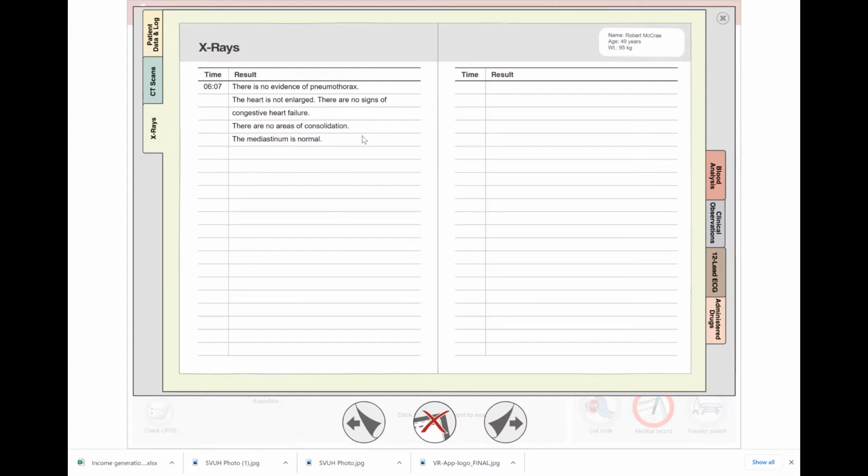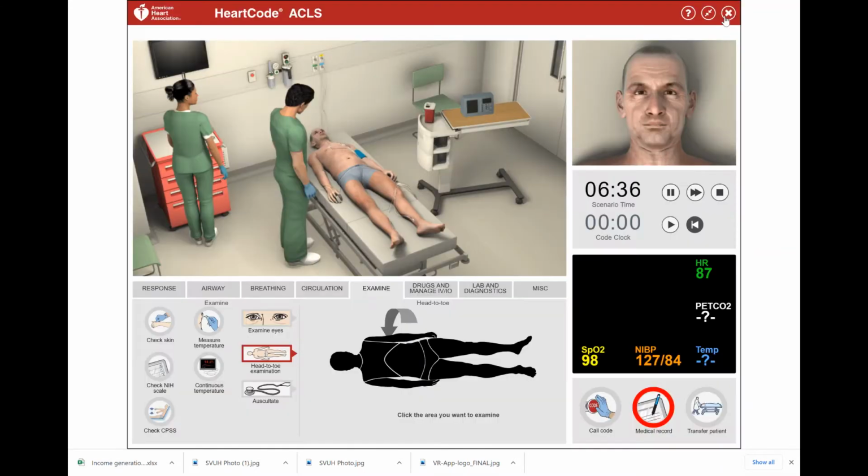This is the X-ray report. So we don't get to look at the X-ray and review the X-ray for ourselves. They just tell us what's on the X-ray. So the X-ray is fine.